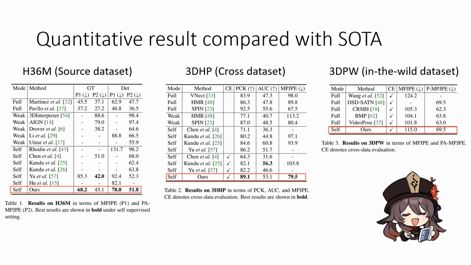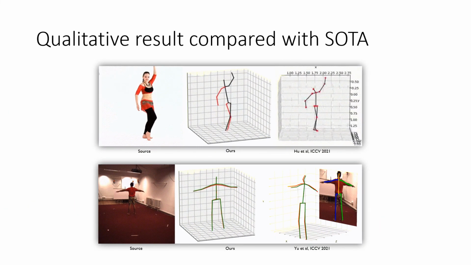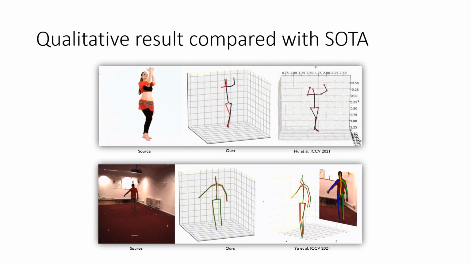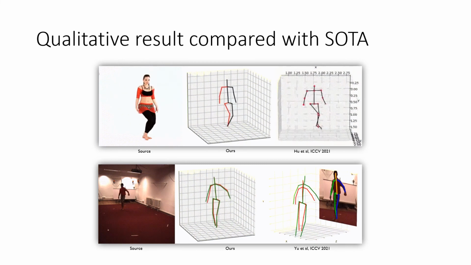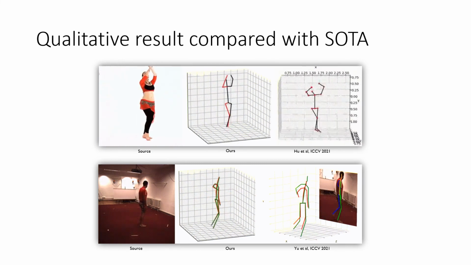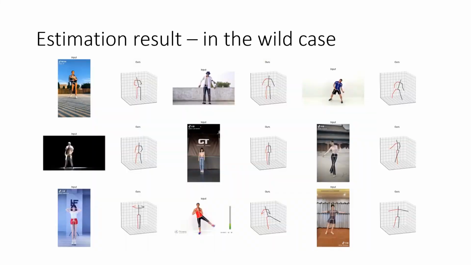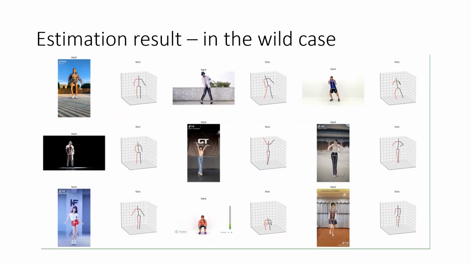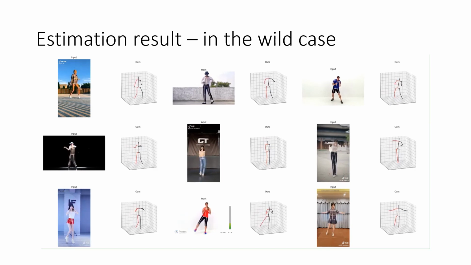We compare our method with the state-of-the-art approaches. From a quantitative view, our method achieved the best performance among self-supervised methods, and comparable performance with fully supervised methods in the cross-data and in-the-wild setting. From a qualitative view, our result is much smoother and provides more stable body size estimation compared with other approaches. Here we demonstrate more results for in-the-wild scenarios, such as dance or sports.